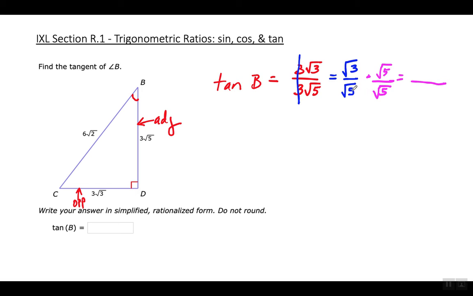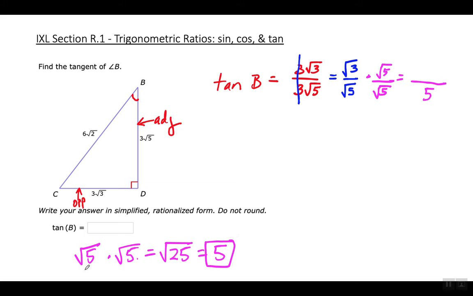Because look, square root of 5 times square root of 5 is going to equal 5. That gets rid of the radical sign. If you don't understand how I got 5, look over here. Square root of 5 times square root of 5 is going to equal square root of, I multiply the 5 times the 5, I get 25.